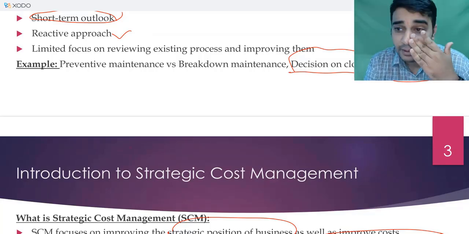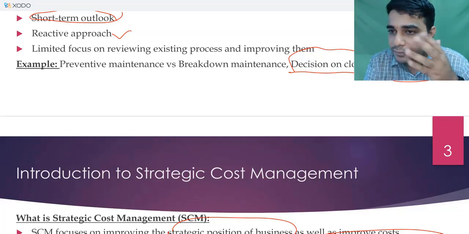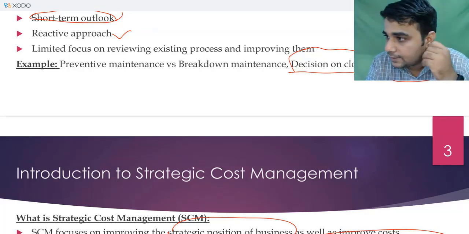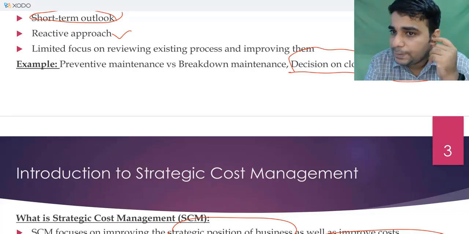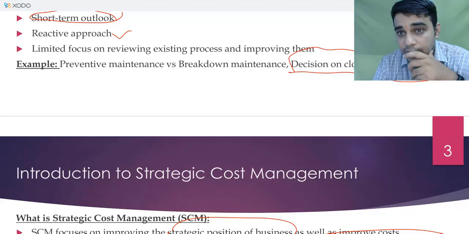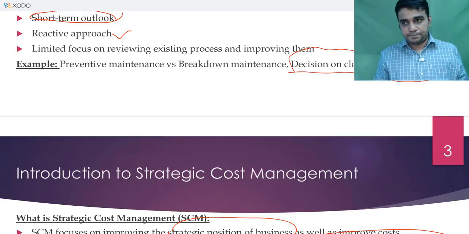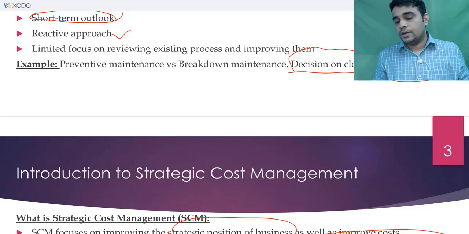For example, ICAI is coming out with a new syllabus now. So before implementing this syllabus, they would have done certain things. What are the pre-implementation things they would have done? Analyzing the current situation. Okay. Determine what you want to achieve.